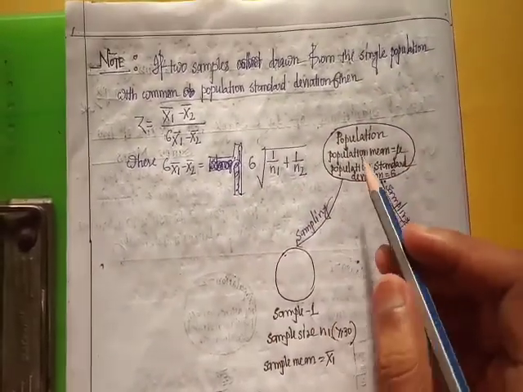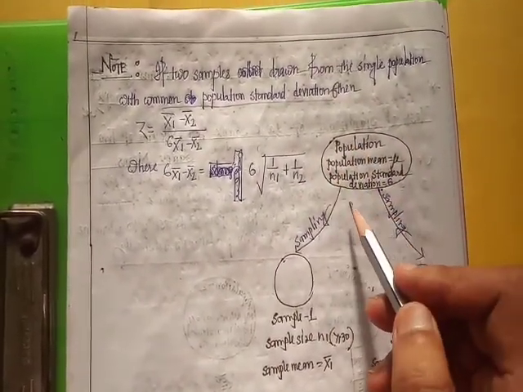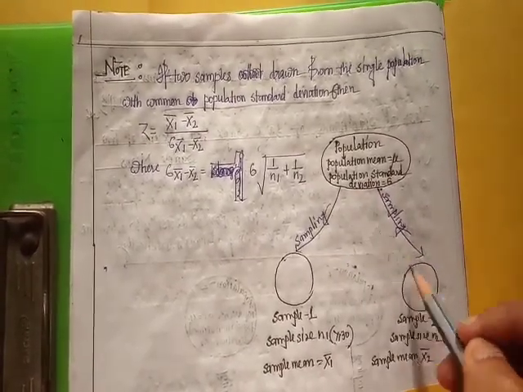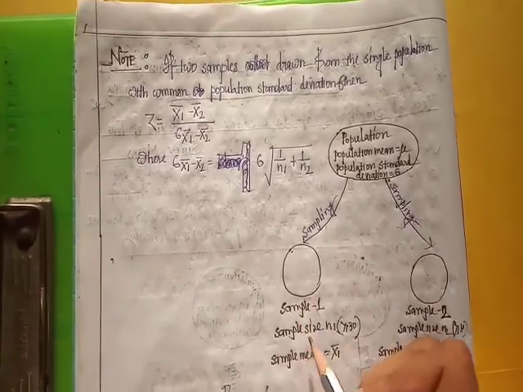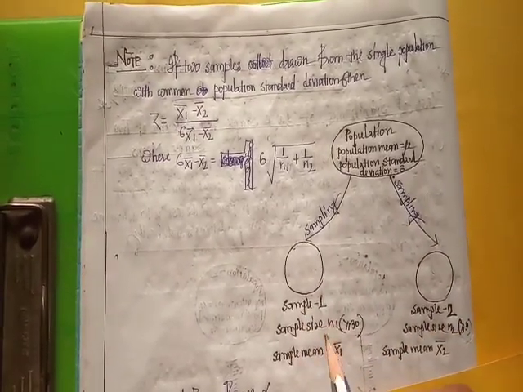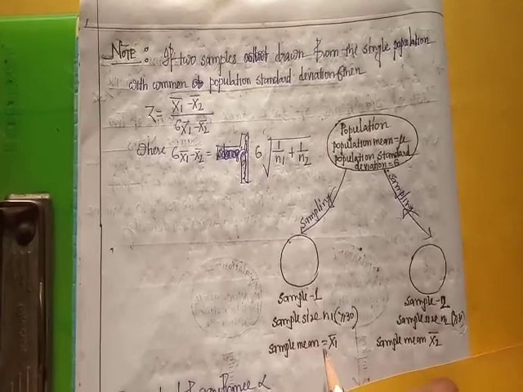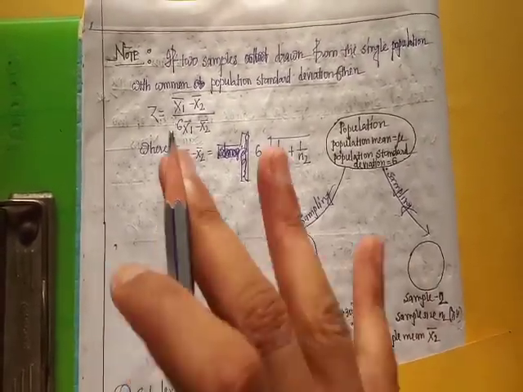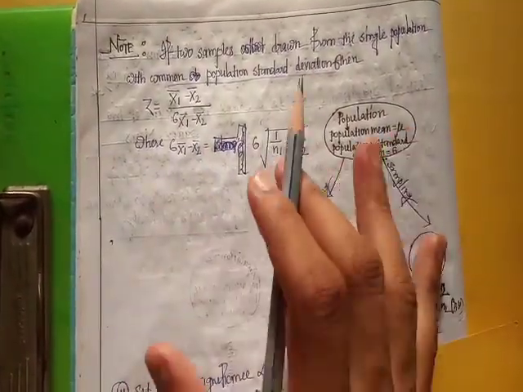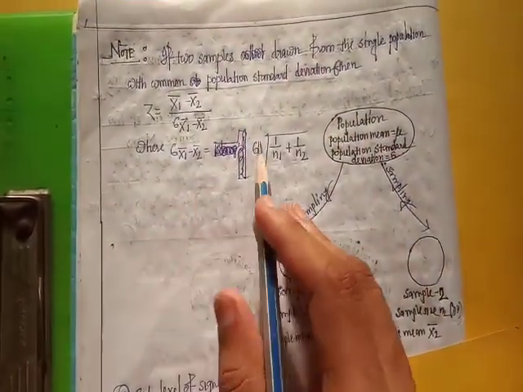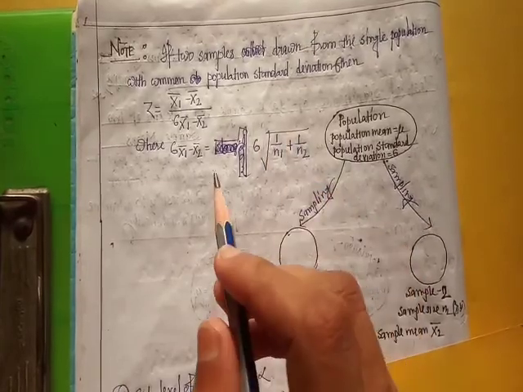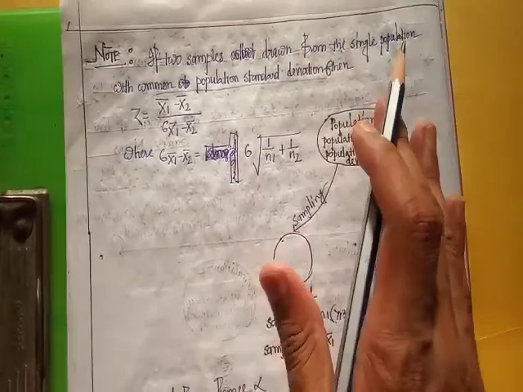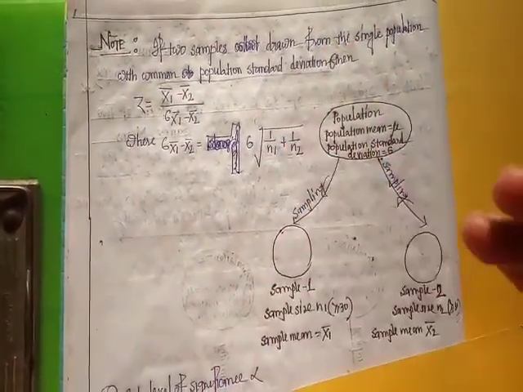So this is a single population; this is sample 1, this is sample 2, and this process is called sampling. n1 is the sample size of sample 1, n2 is the sample size of sample 2, x1 bar is the sample mean of sample 1, and x2 bar is the sample mean of sample 2. In this case the standard error of the difference of two means is sigma into root over 1 by n1 plus 1 by n2, where sigma is the population standard deviation. Please remember this point.